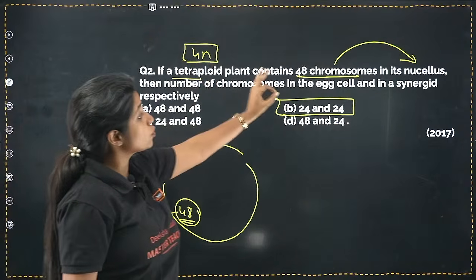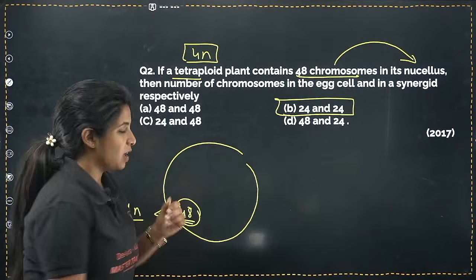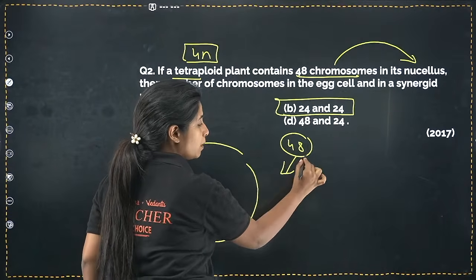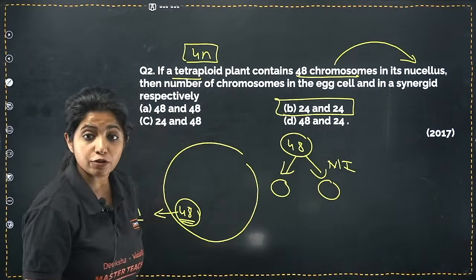Now the number of chromosomes in the egg cell. Now egg is being formed after meiosis. When a normal cell, just like the cells of the nucellus, undergoes meiosis, what happens? The first meiotic division happens, you get 2 cells, and it's a reductional division.